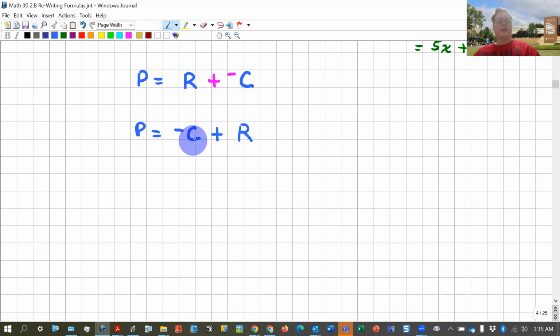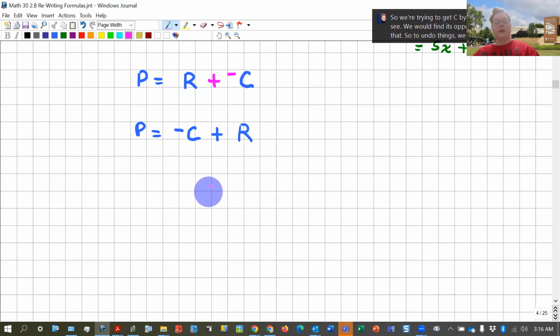So we're trying to get C by itself. If we had the number C, we would find its opposite, then we would add R to that. So to undo things, we need to work in the reverse order. So we need to unadd the positive R by subtracting R from both sides.